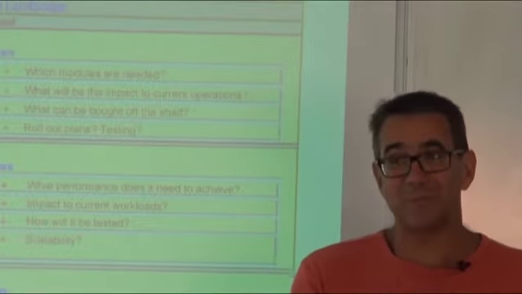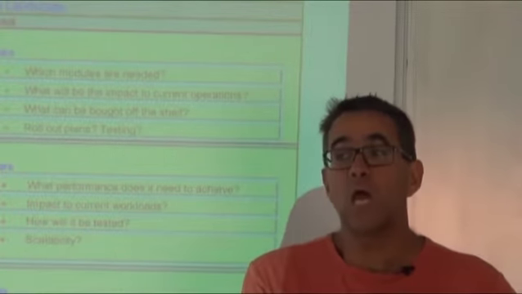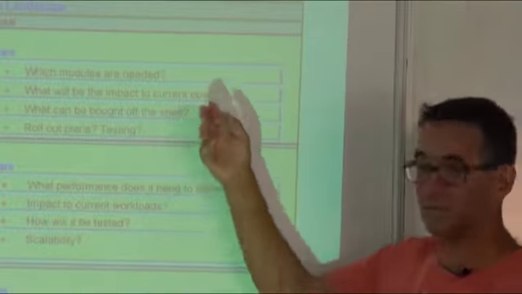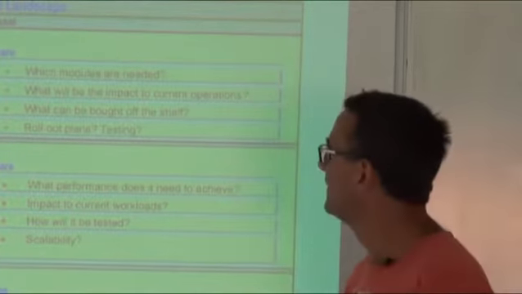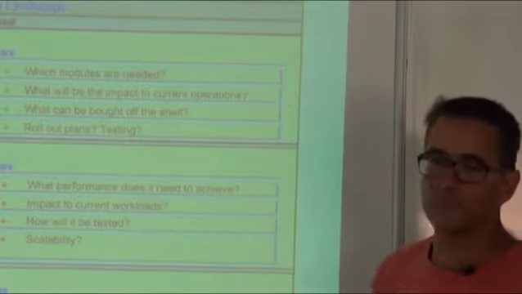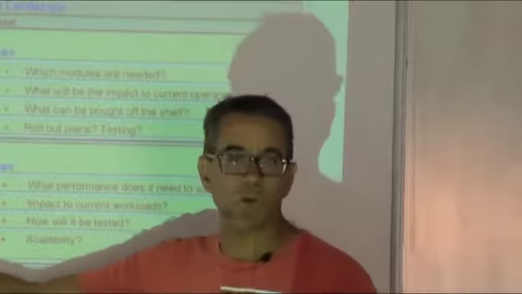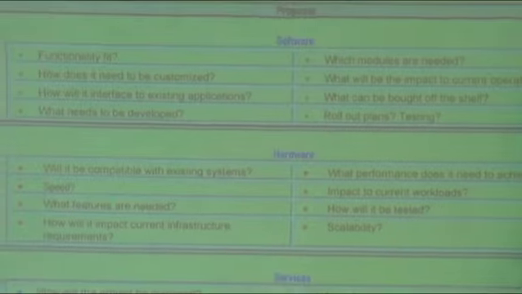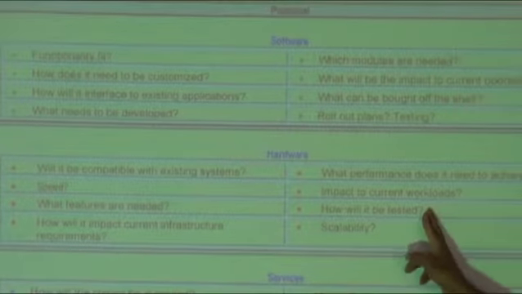Yeah? You need to be in a situation where you can say, we spoke about this. Yeah? We raised this topic. Here's the paper. Yeah? What can be short-bought off? Rollout plans, testing. Okay? Hardware, speed. What speed does it need to be? Compatibility. What compatibility needs does it have? How will it be tested?